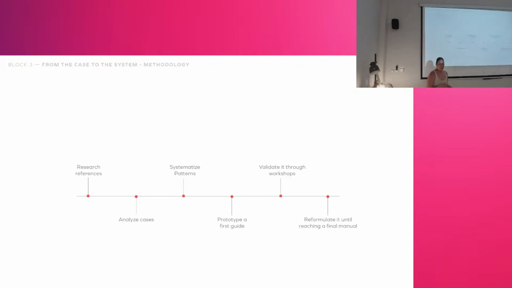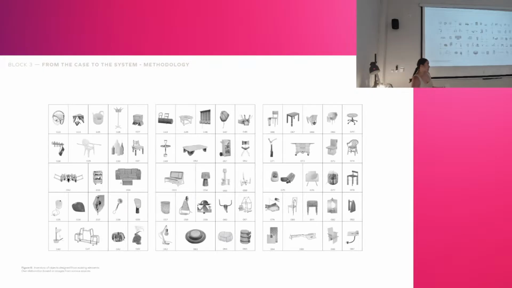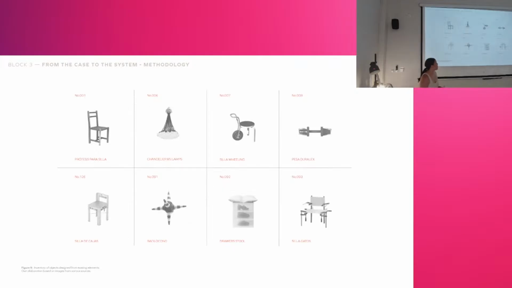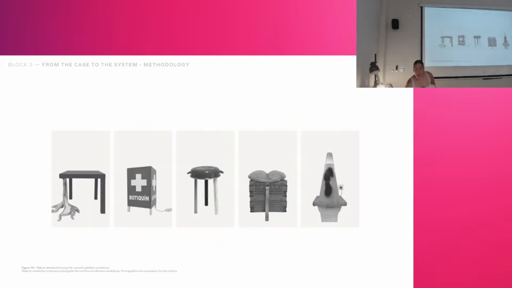The structure that we decided to use was research through design, which means working both with theory and practice. We divided it into six parts: researching references, analyzing cases, systematizing patterns, prototyping a first guide, validating through workshops, and reformulating until reaching a final manual. To start, we collected more than 300 cases to turn into the atlas. Then we looked at 16 cases in depth, and to finish, we validated through workshops, which resulted in 22 final cases.